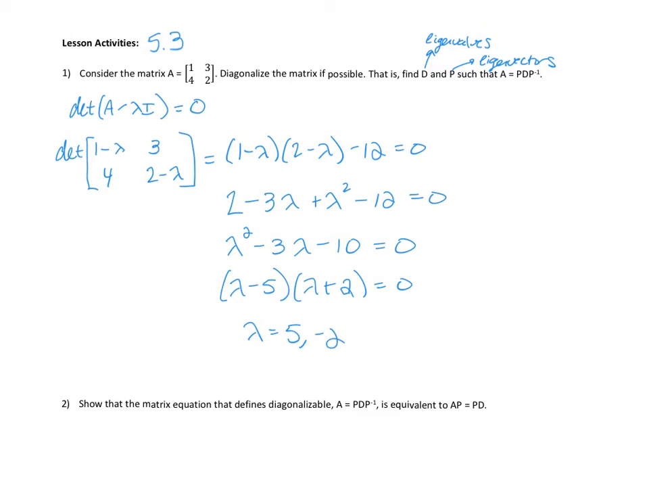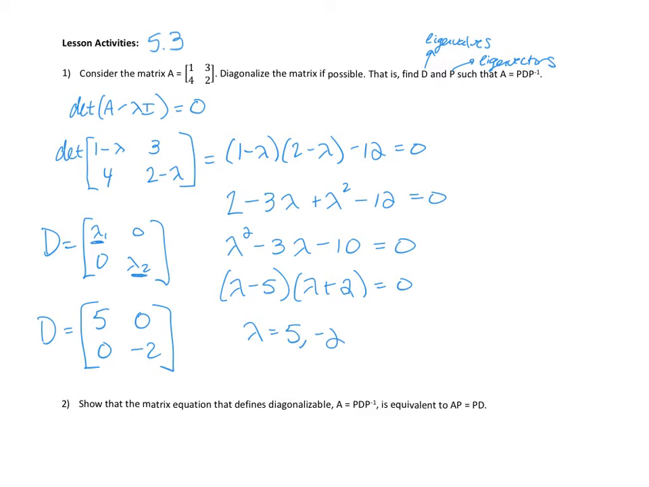So once I have the lambda values, I can make my D. My diagonal matrix is lambda 1, 0, 0, lambda 2. So you just put the eigenvalues on the diagonal. So I'm going to have 5, 0, 0, negative 2. And it doesn't matter if you put the 5 here or here. They can swap. If you swap them, then your P is just going to swap the columns as well.